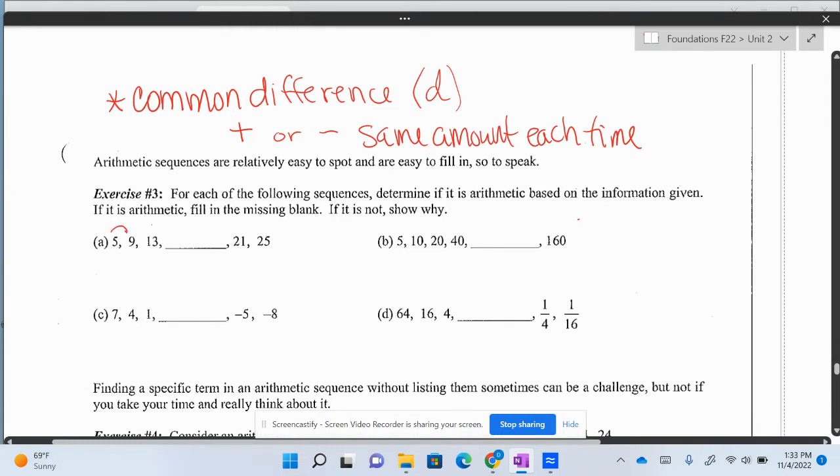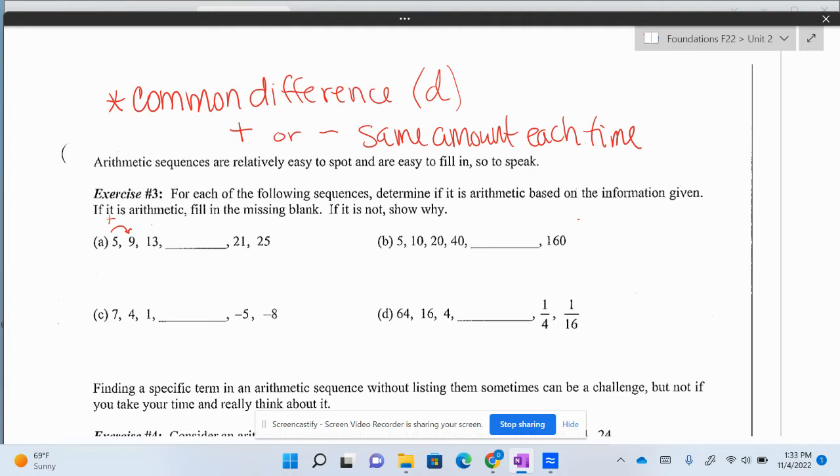To go from 5 to 9, what did I do? Go ahead, Jacob. Add 4. And to go from 9 to 13, what did I do? Add 4. So to go from 21 to 25, what did I do? Add 4. So I'm doing the same thing each time. Do you guys see that? So the common difference is 4, and the missing term in our sequence is what? 17. Yeah, good job.